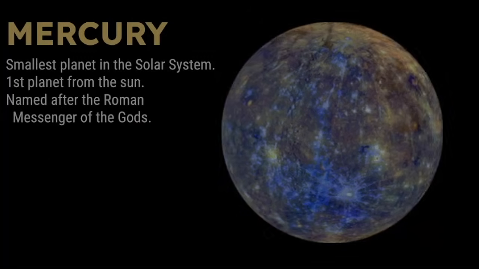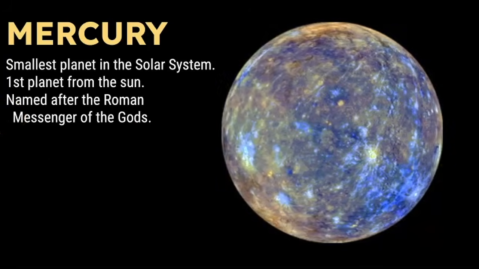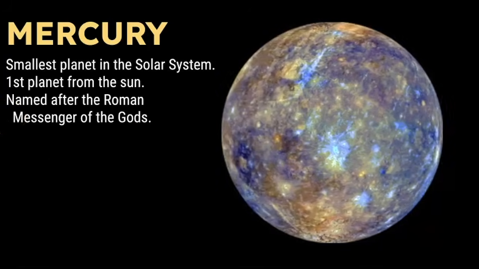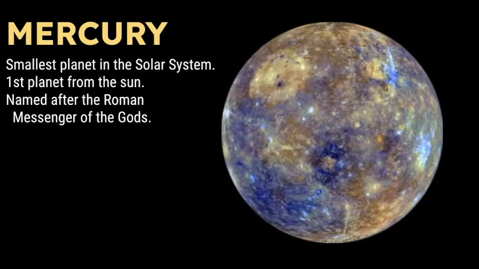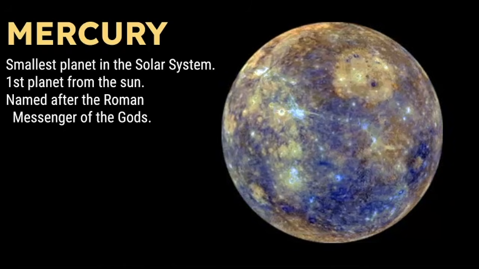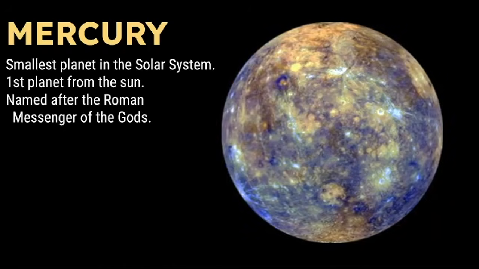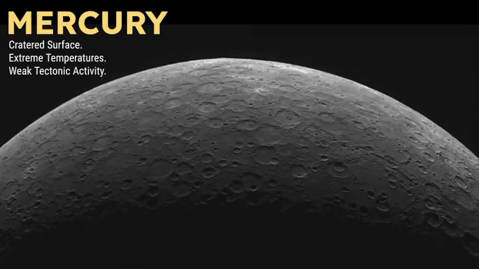like in the sky. So we'll begin with Mercury, which is the first planet from the sun, and it's the smallest in the solar system. Mercury gets its name after the Roman god of the messengers because it really raced across the sky when the ancients observed it. If we were to go there, it would be a very cratered surface, very moon-like. It has extreme temperatures. It's cold on the side facing away from the sun and very hot on the side facing towards the sun. And it has very weak tectonic activity.